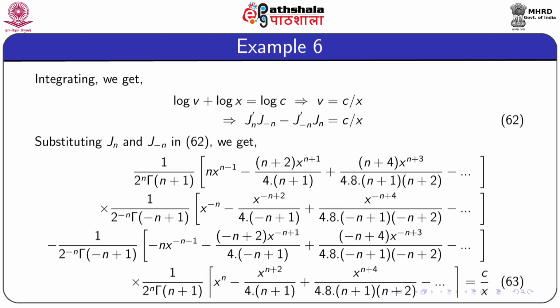Solving this differential equation, we will get log v + log x = log c, which implies v = c/x, and hence J_n J'_{-n} - J_{-n} J'_n is equal to c/x. We substitute J_n and J_{-n} in 62, and we get the expression given by 63.